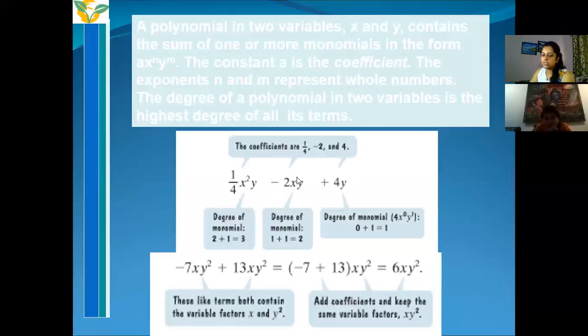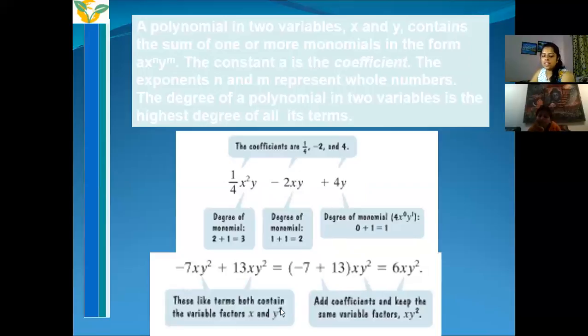So x is associated with the degree of 1 and y is associated with the degree of 1. So 1 plus 1 is equal to what? 2. Next, degree of monomial, that is y is associated with what? 1. And x, we do not have any x variable here. So x raised to is what? 0. So 0 plus 1, that is equal to 1.